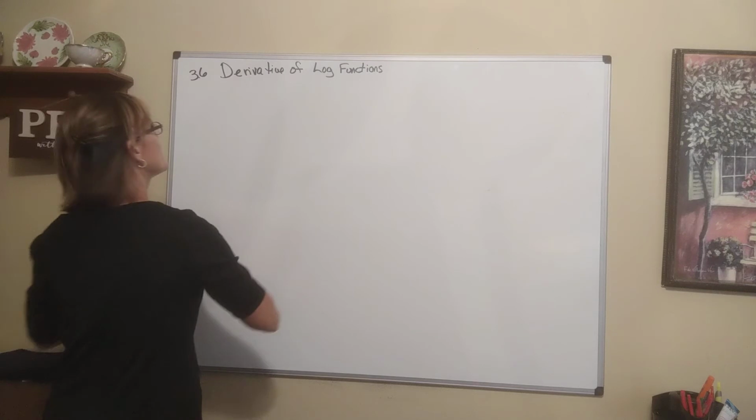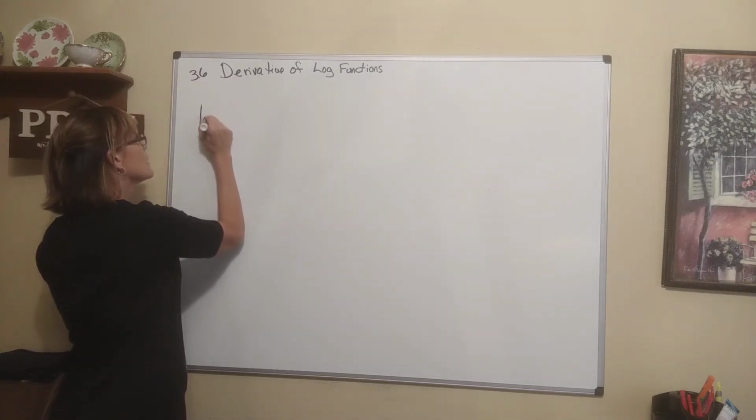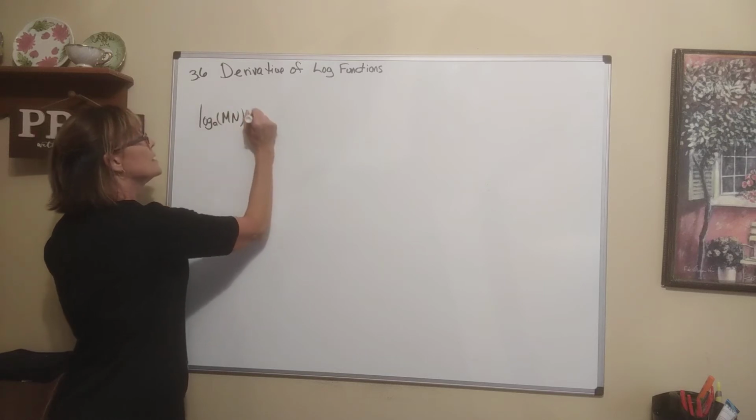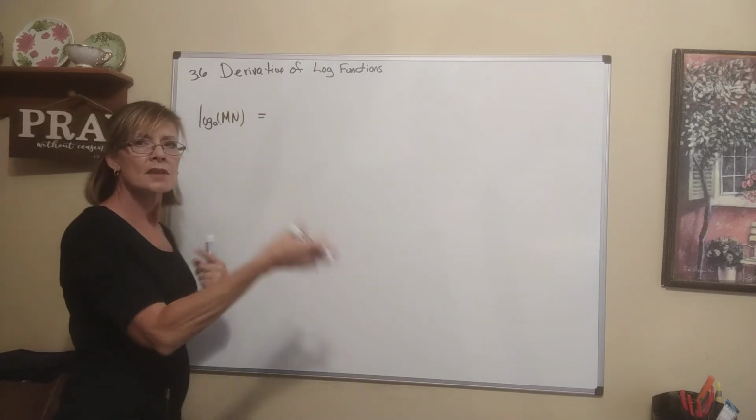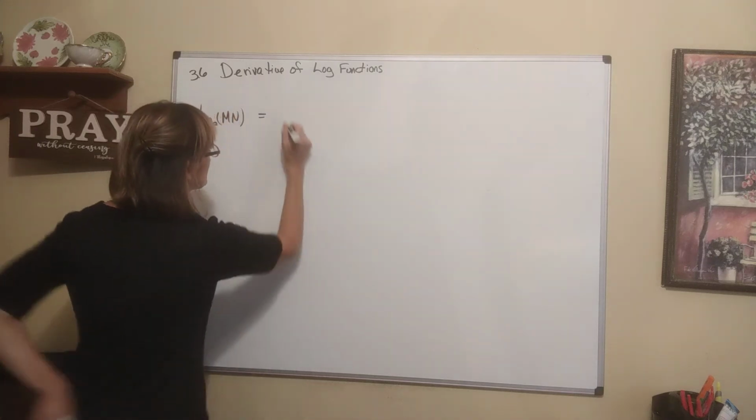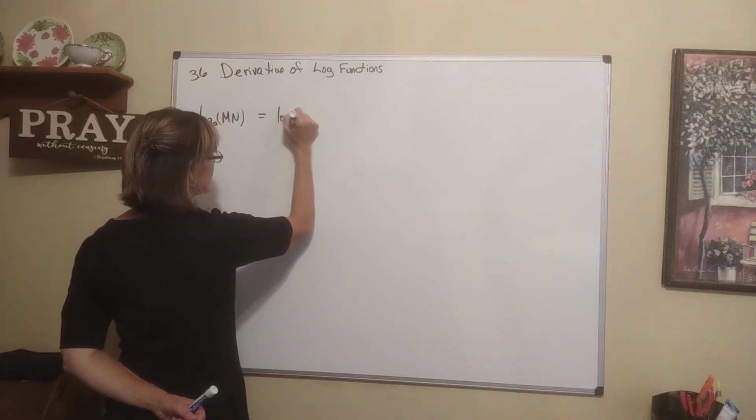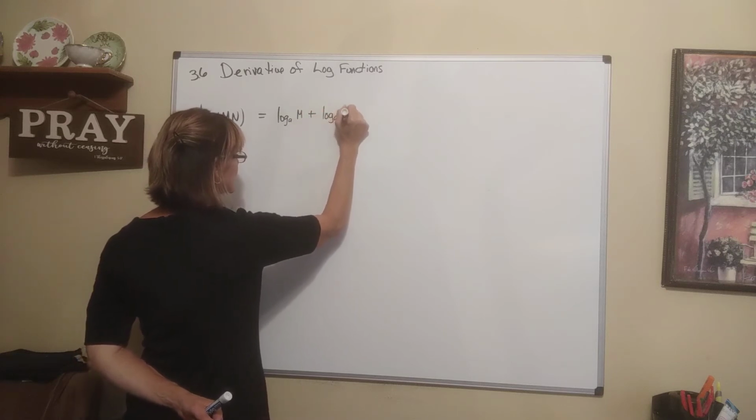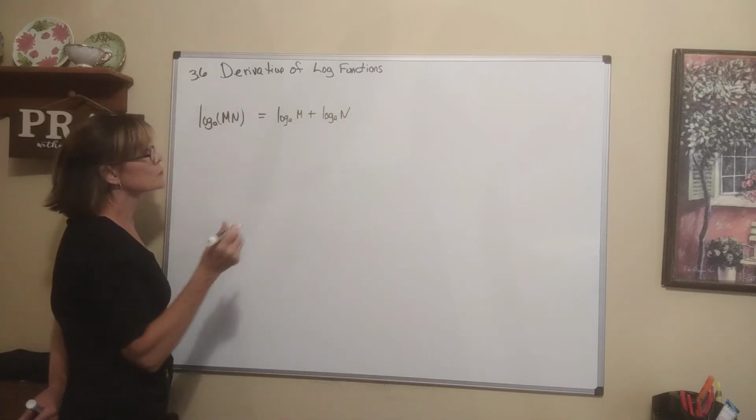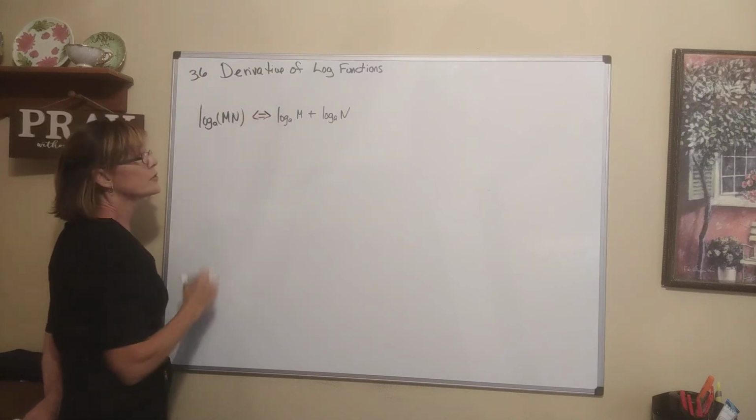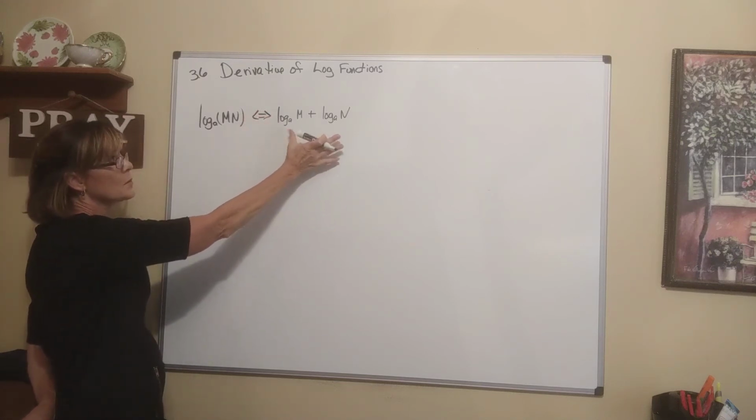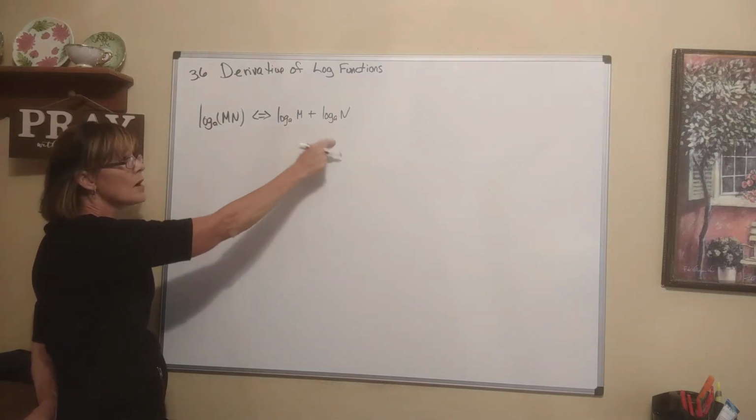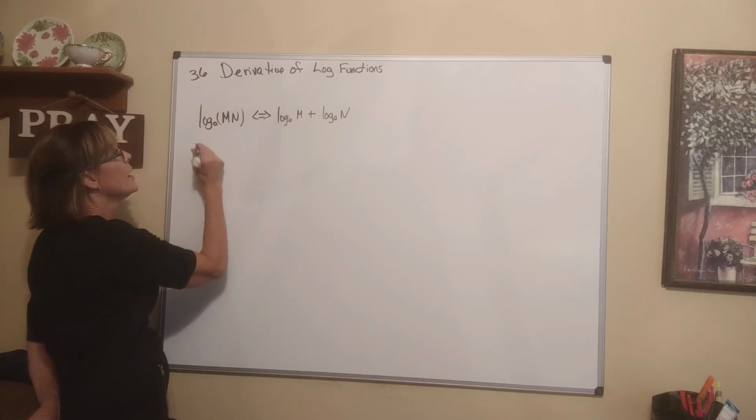So I guess the log base A of m times n, if this is your argument, can be rewritten into the sum of two logarithms: the log base A of the first guy plus log base A of the second guy. That's the product rule for logarithms. You can use it either direction. If you want to take an expression and compact it into one logarithm, you can move that way. Or if you want to expand it into smaller logarithms, you can go that way.